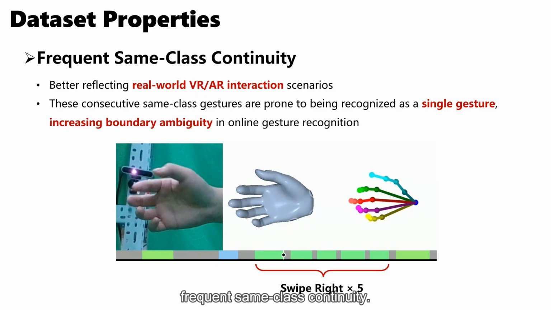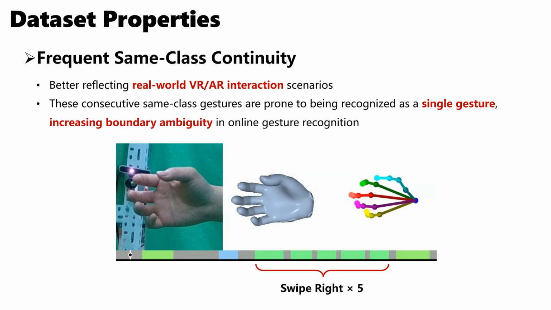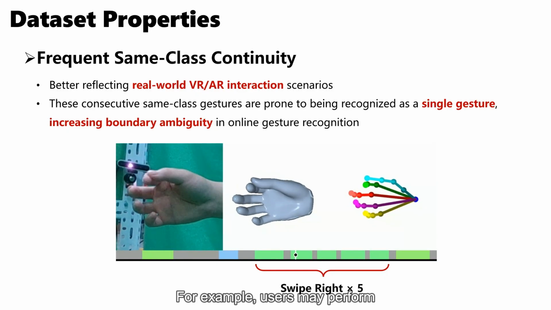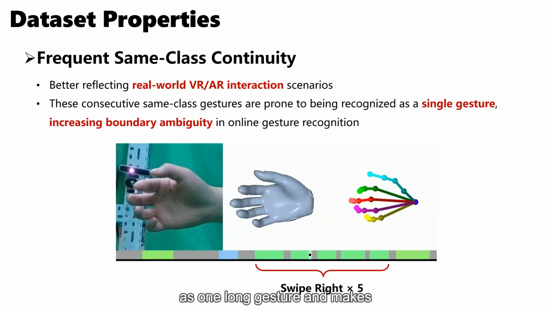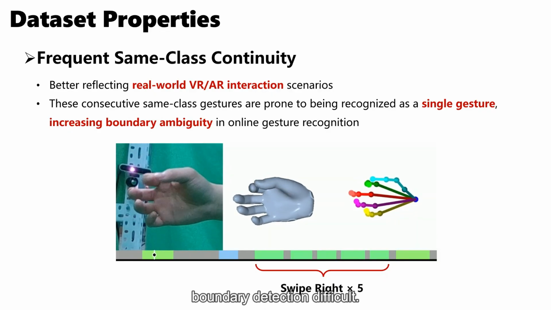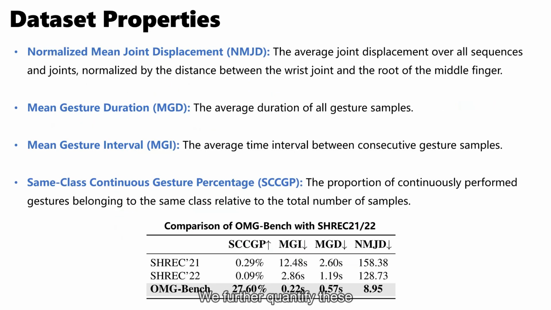OMG-Bench also contains frequent same-class continuity. For example, users may perform swipe right several times in a row, which can easily be recognized as one long gesture and makes boundary detection difficult. We further quantify these challenges using 4 metrics: NMJD, MGD, MGI, and SCCGP. Compared with SHREC21 and SHREC22, OMG-Bench has smaller motion, shorter duration, shorter intervals, and more continuous same-class gestures.